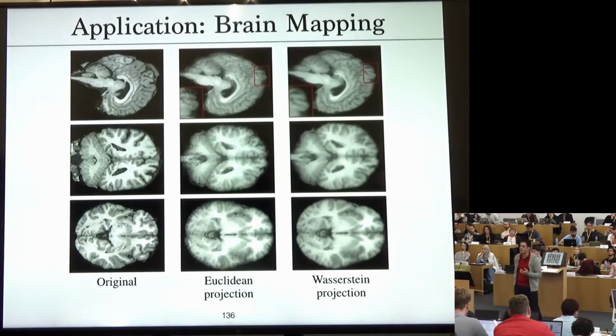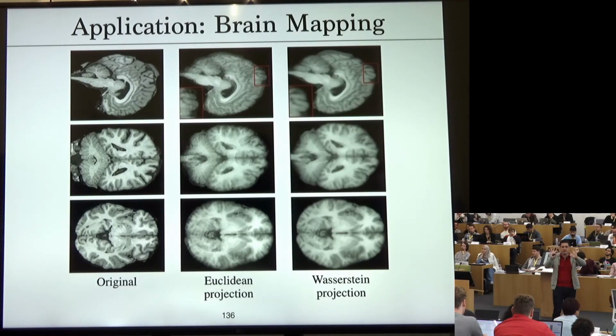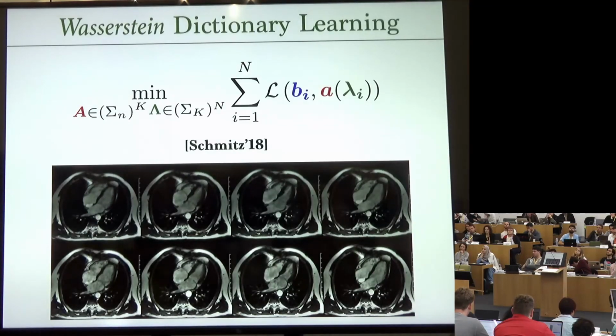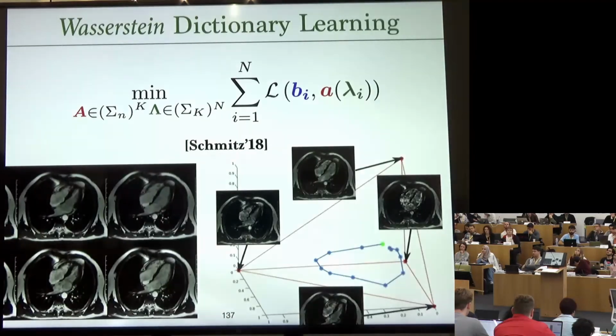And the other thing that we use this for is brain imaging. Imagine you have a brain MRI scan. You can see your brain, and you would like to project it on the space of Wasserstein barycenters, optimal transport barycenters of brains. So it's quite ambitious, but it seems to work much better than Euclidean projection. Let me just skip this, otherwise I will be short of time on the rest. So we also did some Wasserstein dictionary learning.